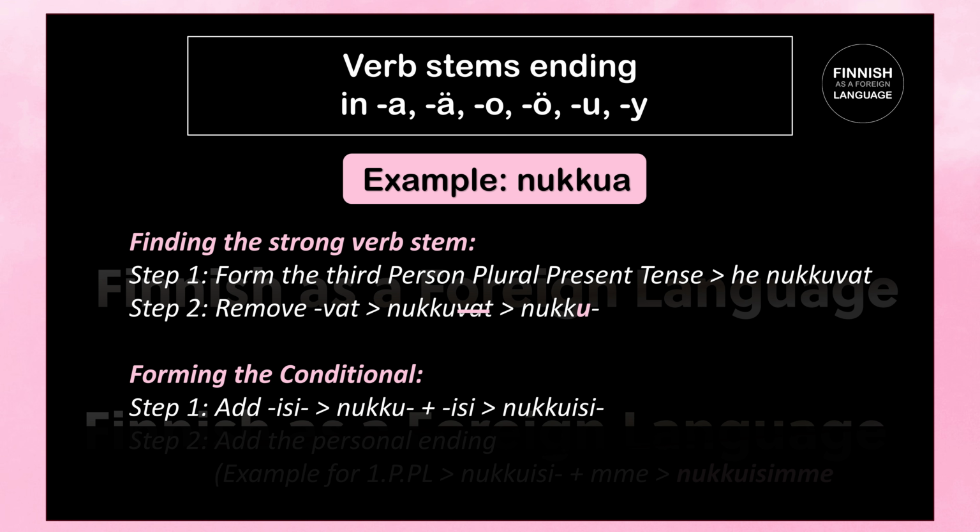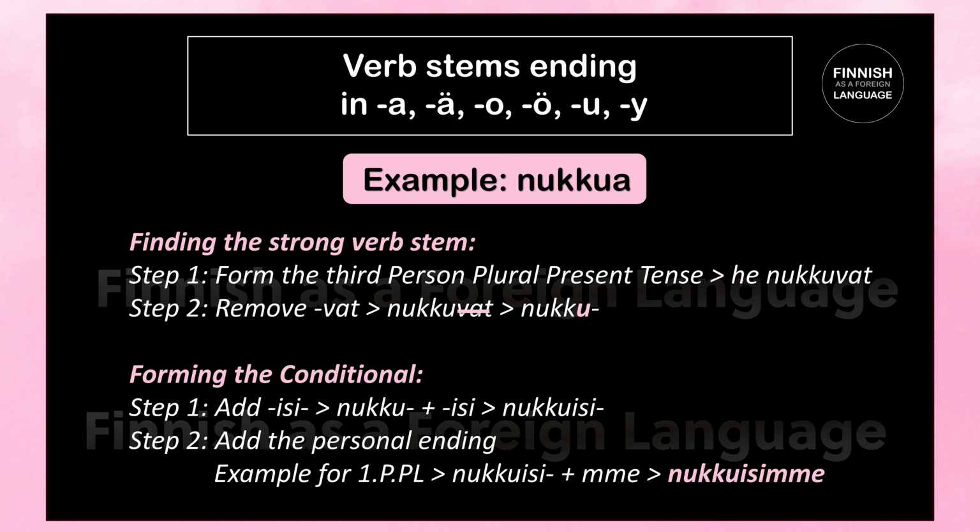So that means we have nukku plus isi is nukkuisi. And step number 2 again, we add the personal ending we need. For example, for the first person plural, it would be nukkuisi plus me is nukkuisimme. Nukkuisimme, which means we would sleep. It's the first person plural conditional mood of the verb nukkua, right?